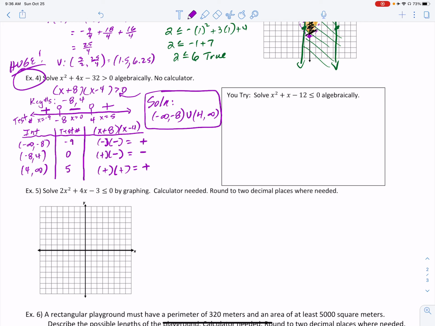So you try this. Stop the video and try to solve this next one algebraically and see if you come up with the right answers. Okay, let's see how you did.